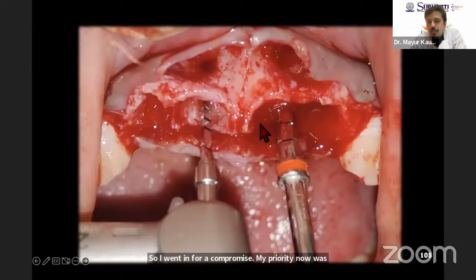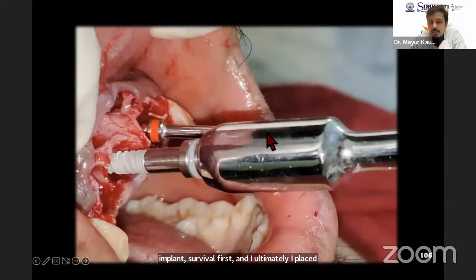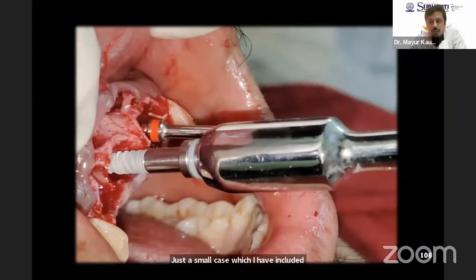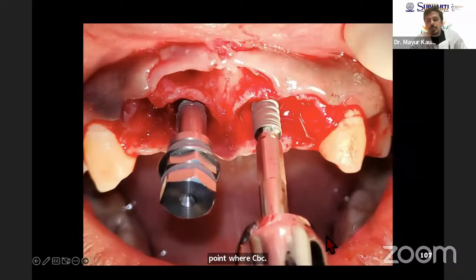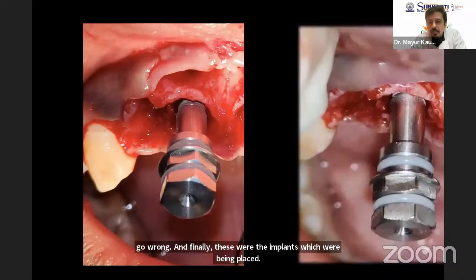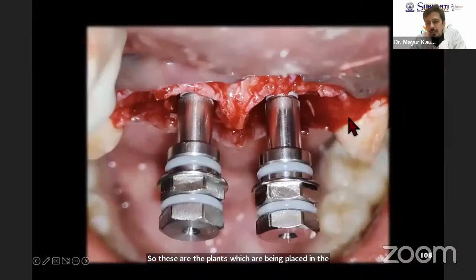This was the drilling which was done in the central incisor area. And once the drilling was done, I started placing 2 implants here. This is just a small case which I have included to tell the point where CBCT can go wrong. And finally, these were the implants which were being placed in the central incisor area. And now these were the implants which were placed. So you can appreciate it from this angle.